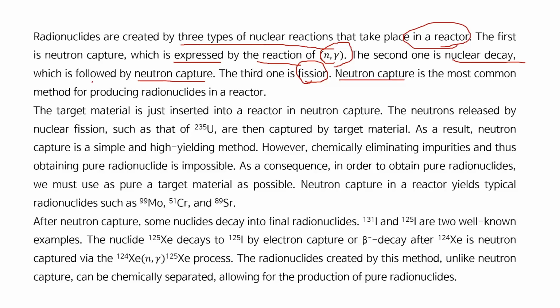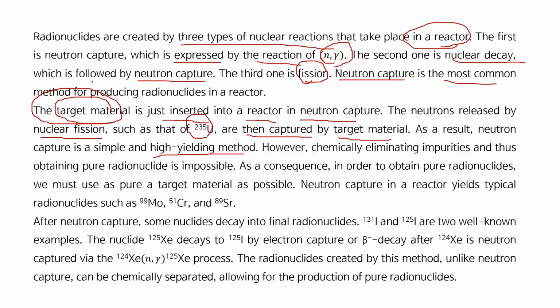Neutron capture is the most common method for producing radionuclides in a reactor. The target material is just inserted into a reactor in neutron capture. The neutrons released by nuclear fission, such as that of uranium-235, are then captured by the target material. As a result, neutron capture is a simple and high-yielding method.